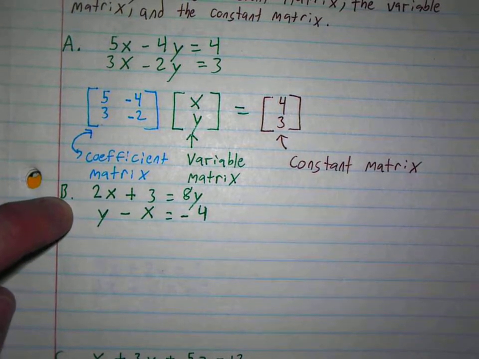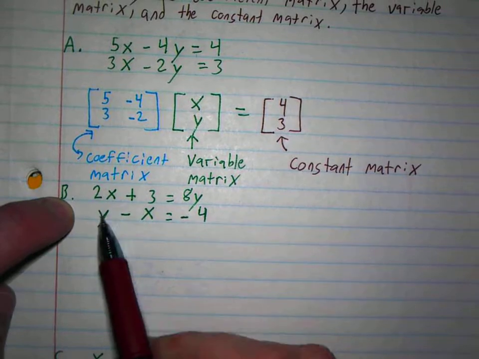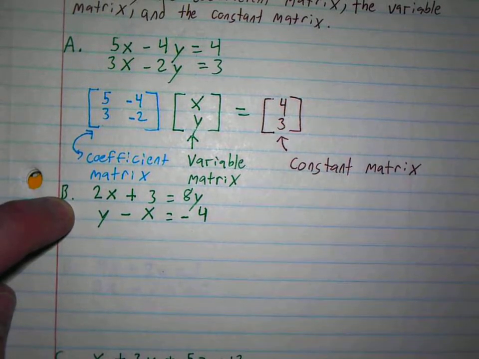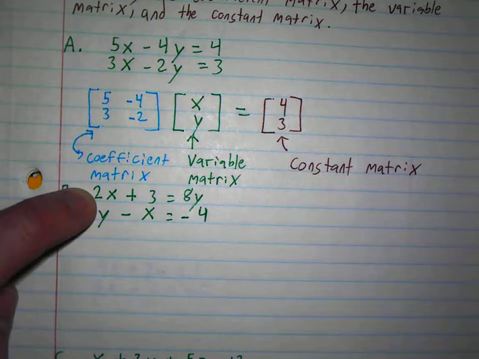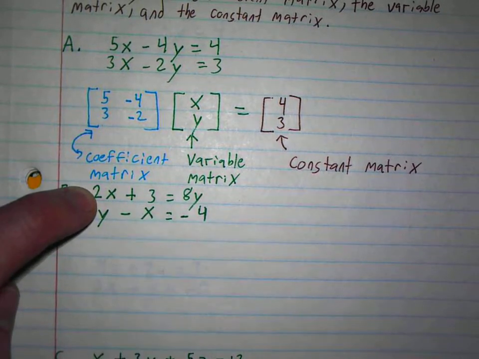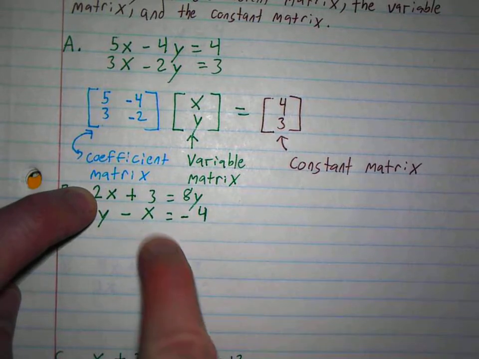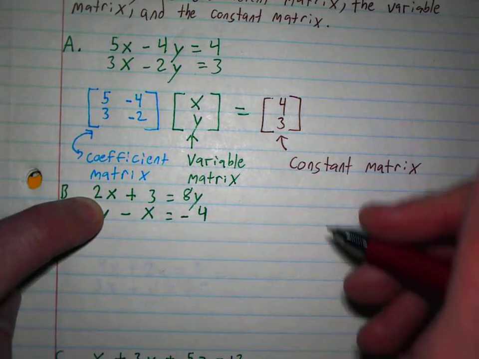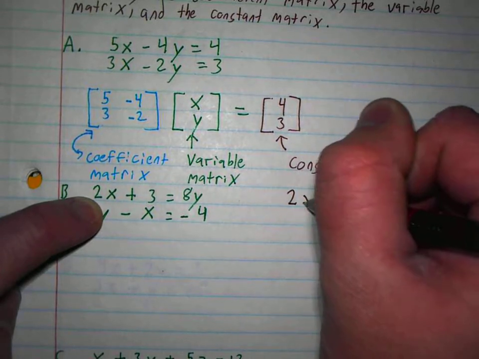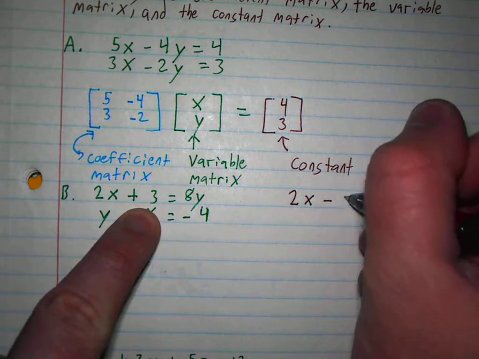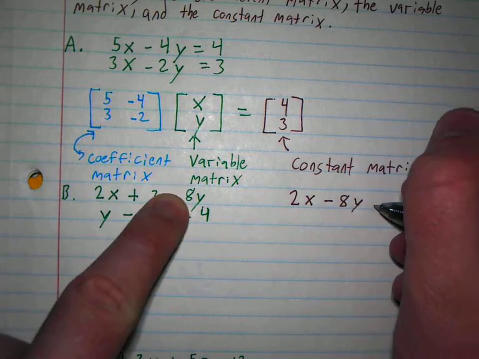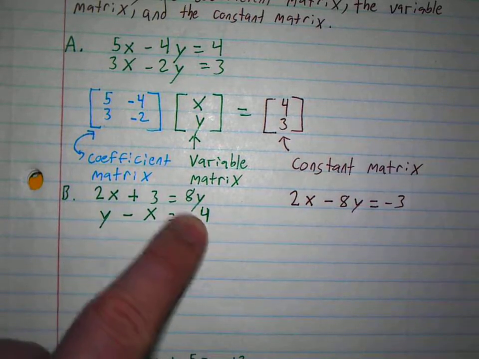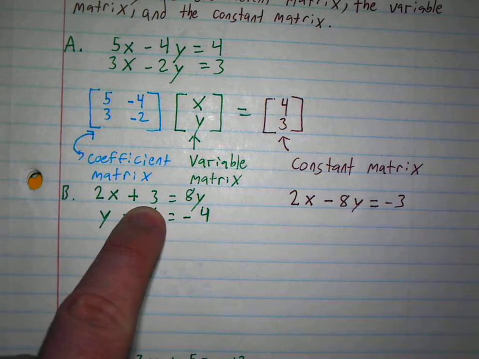B. Is this x, y equals constant? It's not, right? So I need to move the 8y over here. Remember when you move things to the other side, they change sign? And I need to move the 3 over here. So that would become 2x. When I move this over here, it becomes minus 8y. When I bring the 3 over, it becomes negative 3. Because you subtract 8y from both sides, you subtract 3 from both sides.